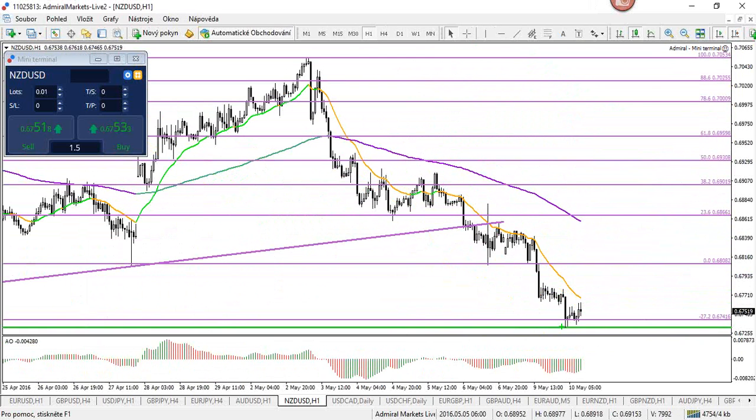The other one would be an ABC zigzag. For that to happen, I wouldn't trade that. The only thing that would make me want to trade that is if there's momentum here, and we see correction, and then we could see the continuation of that zigzag.